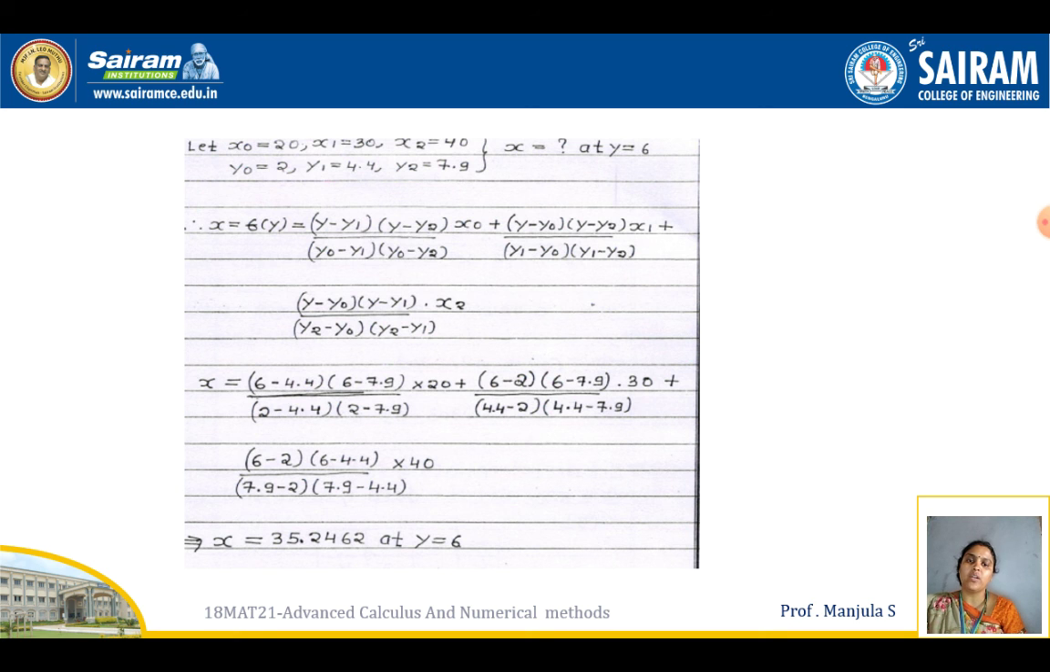Now we have to find the x value at y equals 6. First we'll write the formula. x equals y minus y1, y minus y2 by y0 minus y1, y0 minus y2, that into x0. Similarly for the second and third terms you just write the formula. After writing the formula, all the values are given in the question: x0, x1, x2, y0, y1, y2. Along with that, in place of y, you just substitute 6.